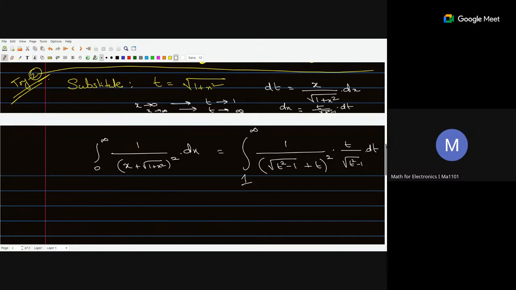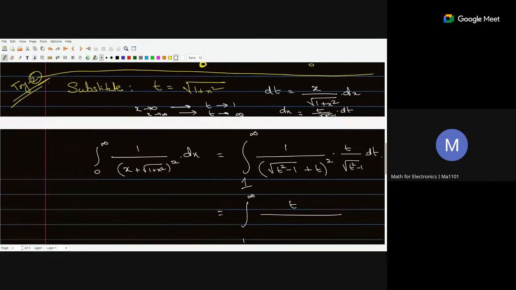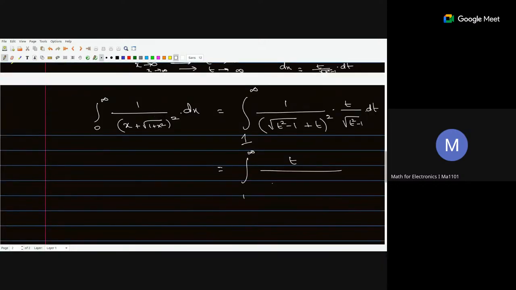Is this okay? Looks okay. 1 to infinite t by, now what should we do? Now this will become t square minus 1 plus t square plus 2 times square root t square minus 1 into t, whole into square root t square minus 1. Where is this going?